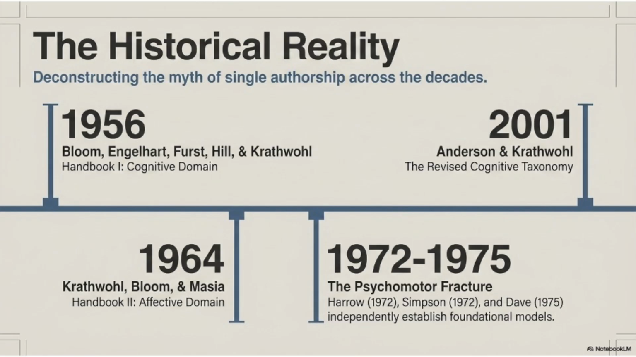Bloom's taxonomy has evolved over time. In 1956, the cognitive domain was introduced by Benjamin Bloom and his colleagues. The affective domain was later developed by David Krathwohl and colleagues in 1964. The psychomotor domain was proposed by Simpson in 1972 and later refined by Dave and Harrow. In 2001, Anderson and Krathwohl revised the cognitive domain to better reflect modern educational practice.